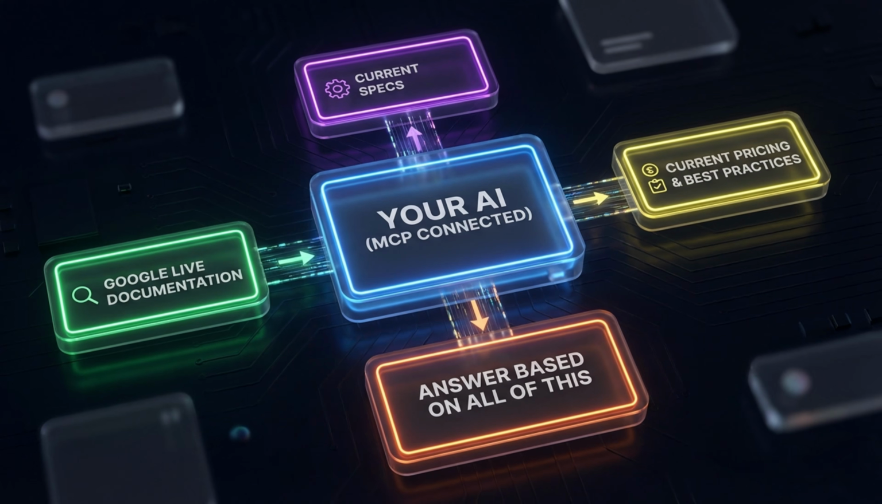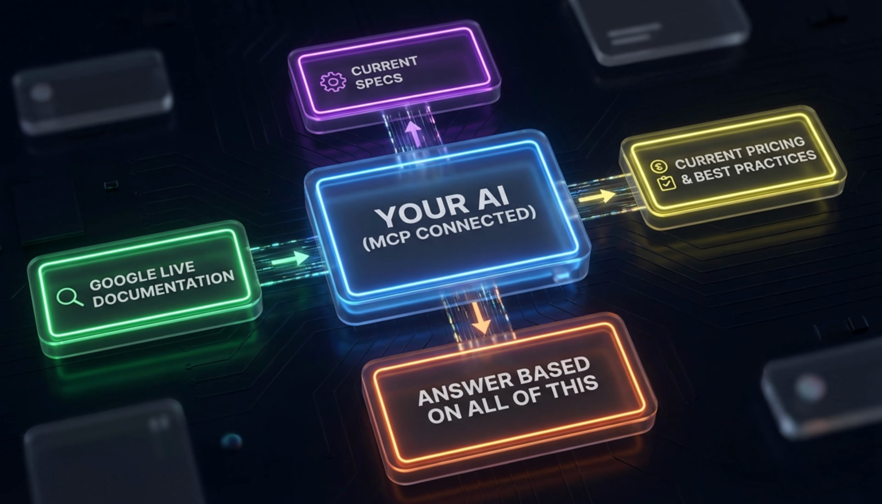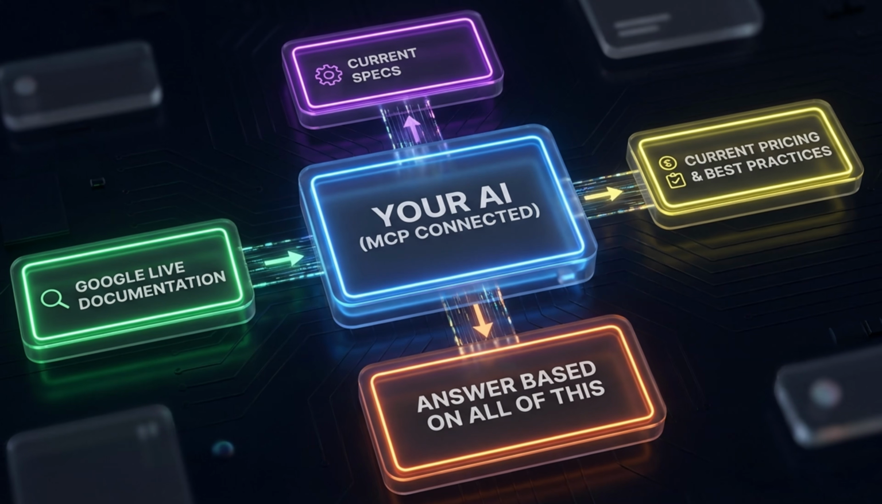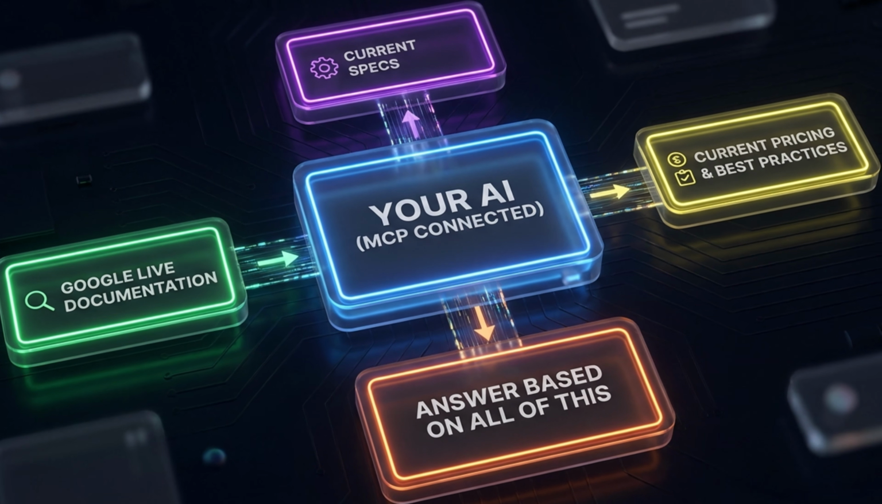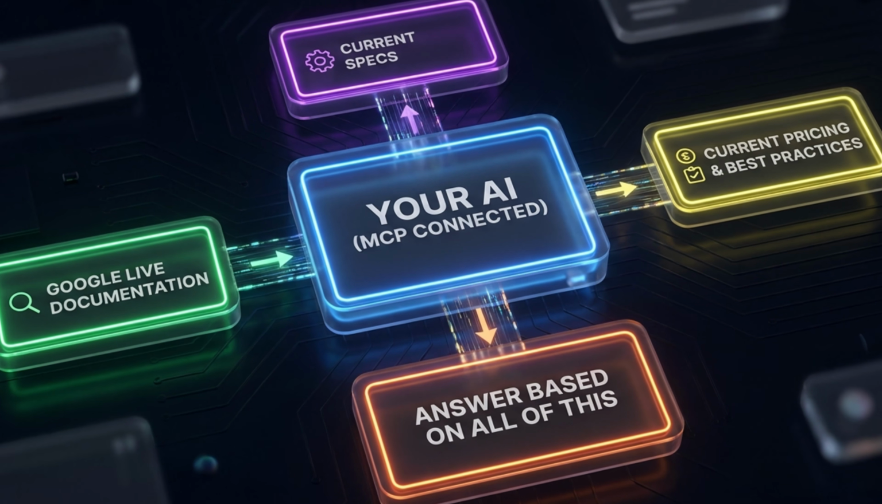But with the Developer Knowledge MCP connected, your AI actually searches Google's live documentation. It pulls the current specs, current pricing, and also the current best practices. And based on all of this, it will give you an answer which is absolutely perfect for today, right?